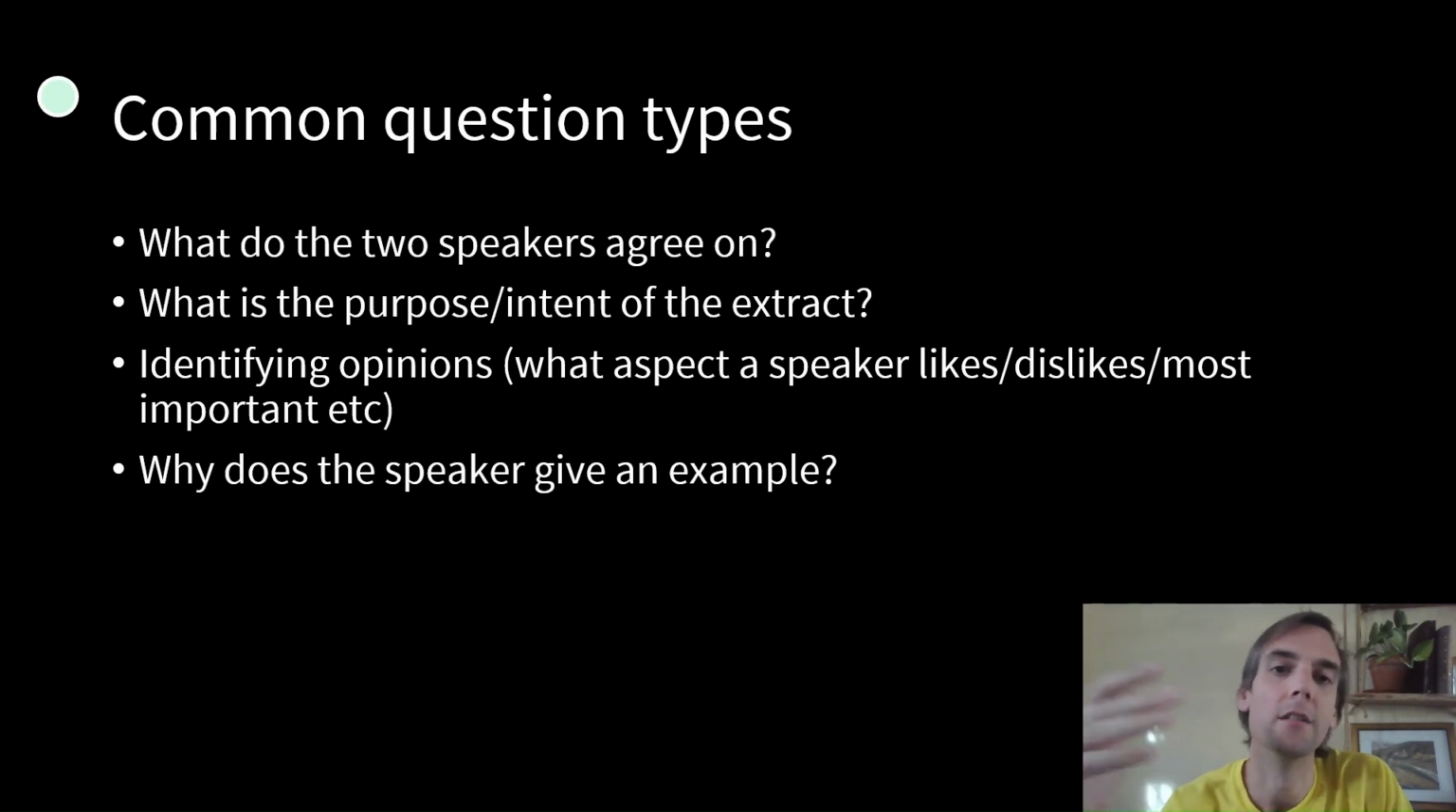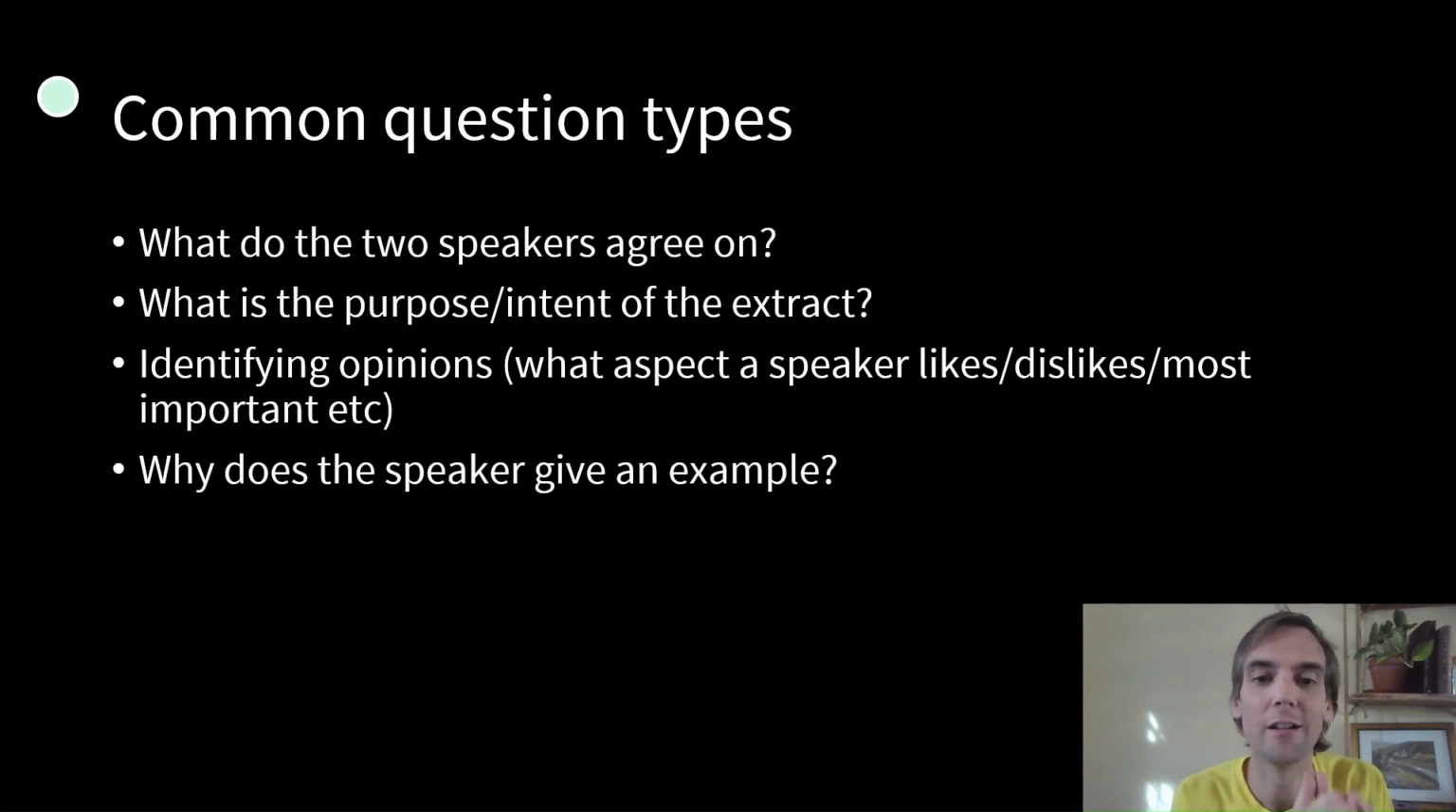Okay. The purpose or intent of what they're saying. Like, are they praising something? Are they criticizing something? Are they explaining something? Depending on what they say, you can start to think about, okay, what exactly are they trying to do when they talk? That's another question type.